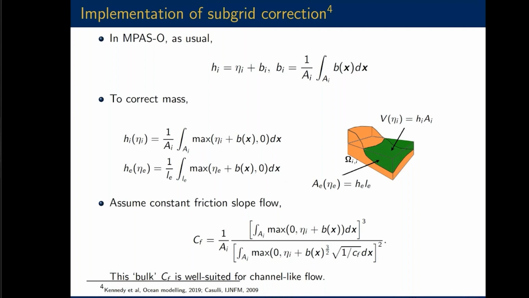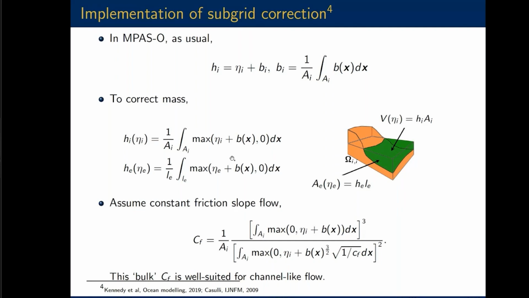But that one is harder because one needs to have some idea of the flow at the subgrid level. But for one simple assumption, that a flow at the subgrid level obeys a constant friction slope, we can show that the bulk bottom friction can be given by this equation, and it actually can reproduce a channel-like flow exactly.